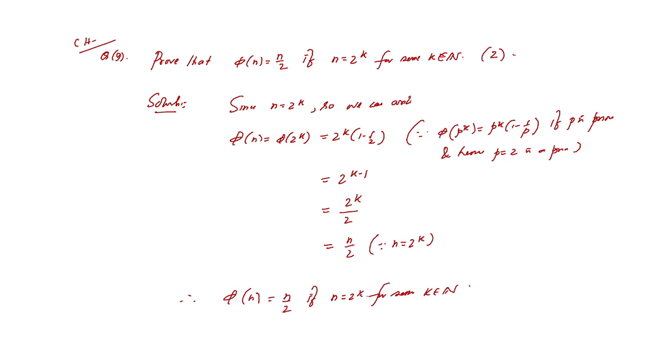So now we can solve another important problem. This is problem number 10. Prove that phi of 3n will be 2 into phi n, if 3 does not divide n.